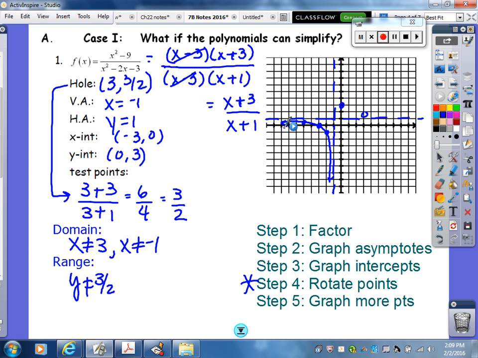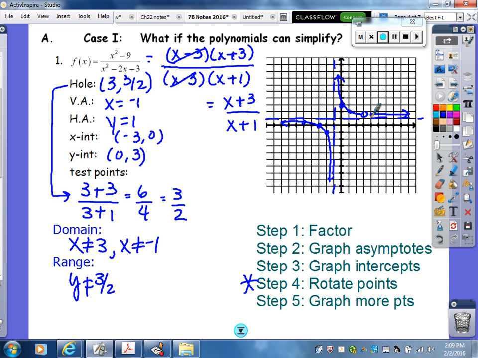Respect those asymptotes. I need another piece over here. Let's see what I didn't rotate. I can rotate this point. So what is it? It's left 2, down 1. So I'm going to go right 2, up 1. And here's the other piece of my graph. Now make sure you skip over the hole. Make sure it's obvious it's a hole. If you want to do it in a different color, that works too. So here's the graph of this case 1.